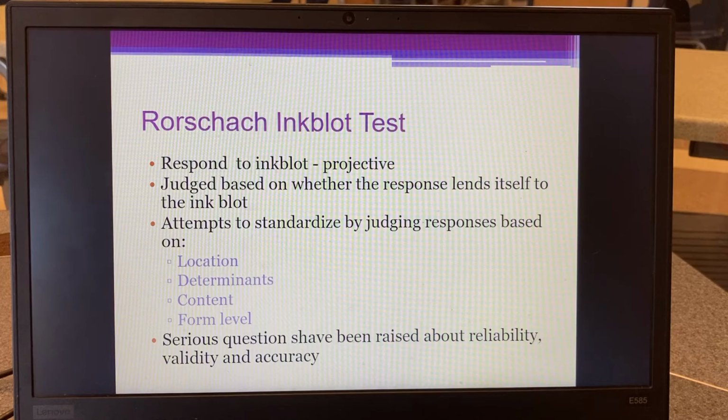Oh, the ink blot test. It is projective. They're trying to standardize this over the last 50 years. But the problem comes into the reliability, the validity, and accuracy. How can you give me a picture that's not actually a picture and ask me what it looks like or what I see? Depending on my experiences, I could see something completely different. And that's been a big issue with the ink blot test.